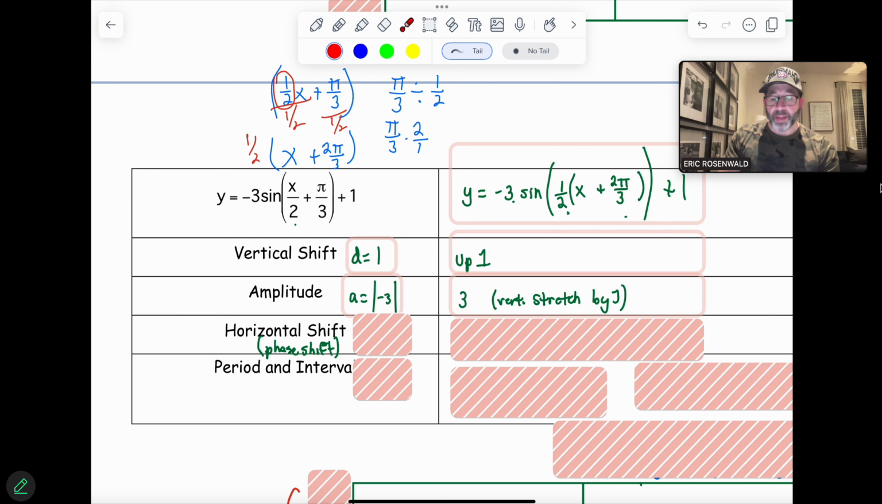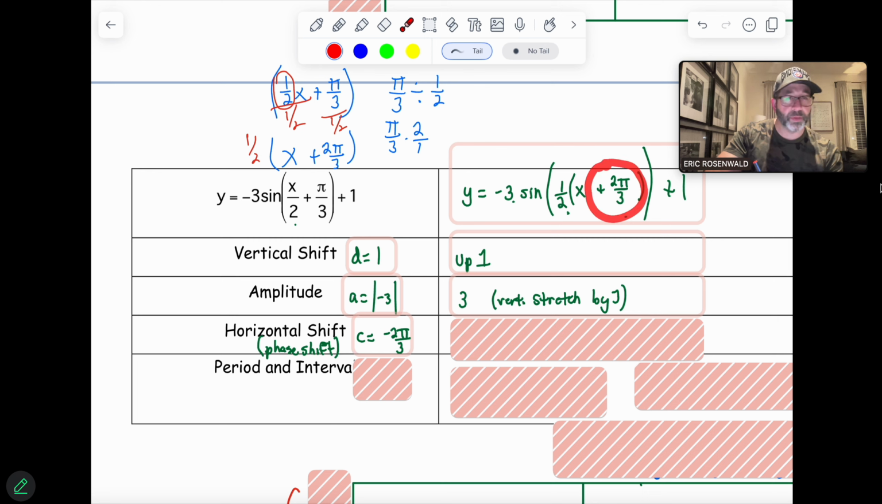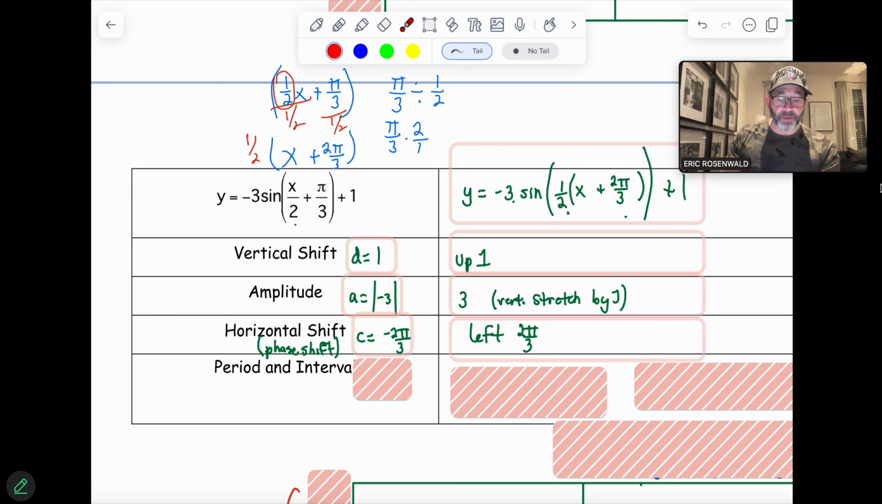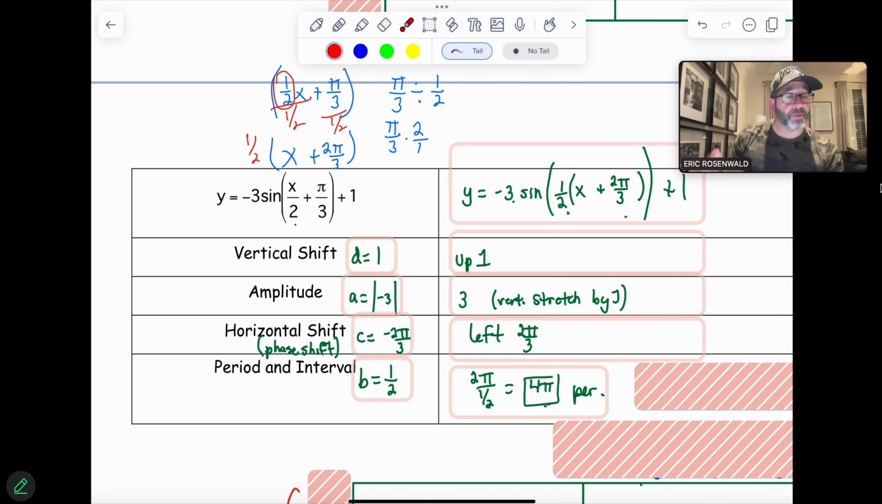The horizontal shift is that B value, and since there's a half, the B value is going to equal 1. Nope, I did it again. That's the period. Sorry. The horizontal shift for this is that it goes to the left 2 pi over 3. I'm so tired. I'm sorry. All right, so it goes left 2 pi over 3. The period now, talking about the B value, is this 1/2. We're going to take that B value 1/2 and go 2 pi divided by 1/2. And we end up with 4 pi.